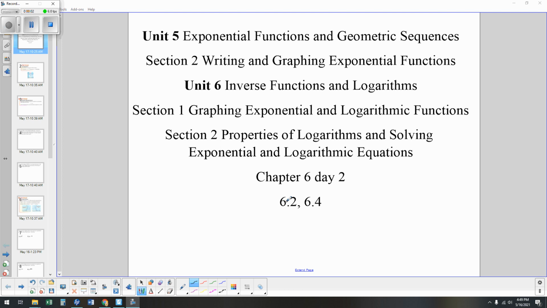This is our second day of Chapter 6. We're going to do a little bit of 6.2 and a little bit of 6.4. This is still part of Unit 5, Section 2.